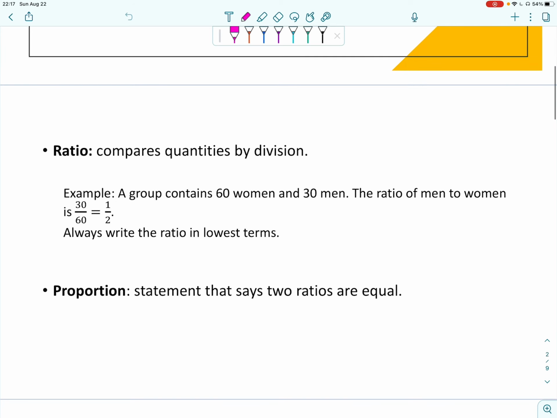So a ratio compares quantities by division. An example of this: if a group contains 60 women and 30 men, then the ratio of men to women would be 30/60 or 1/2. We always write our ratios in lowest terms. A proportion is a statement that says that two ratios are equal.